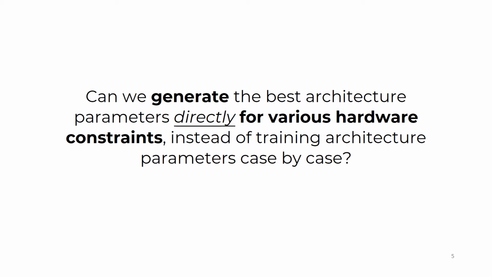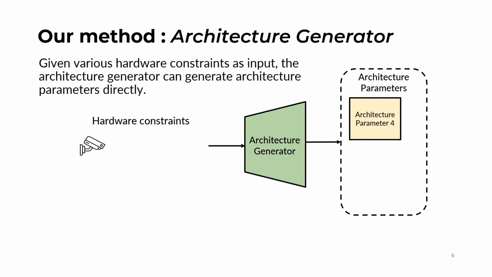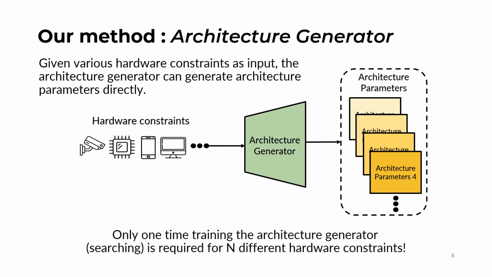So, the motivation of our work is: can we generate the best architecture parameters directly for various hardware constraints instead of training architecture parameters case by case? We propose the architecture generator to generate the best architecture parameters directly. After training the architecture generator, given various hardware constraints as input, the architecture generator can generate the architecture parameters directly. Therefore, only one training is required for various hardware constraints.